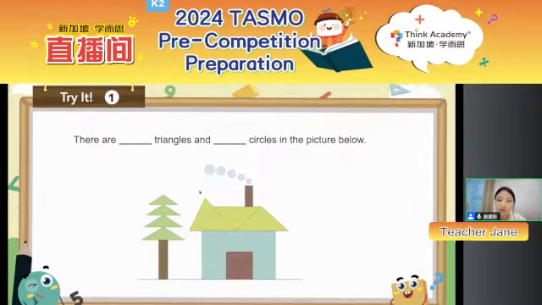This time is your turn, everyone. Let's try to do it together. There are how many triangles and how many circles in the picture below? Everyone, you can do it on your paper, and then after you finish, you can type in the chat box, okay? Think about how many triangles and how many circles are there?